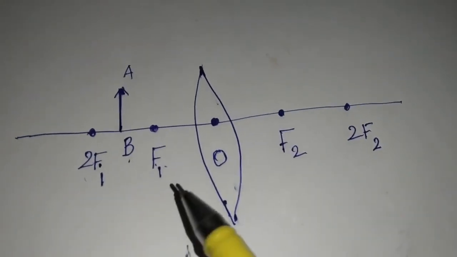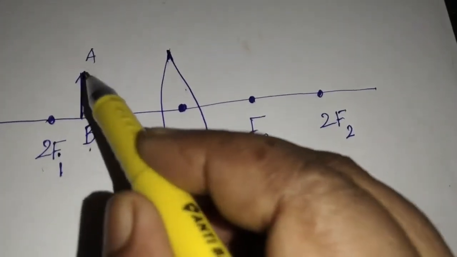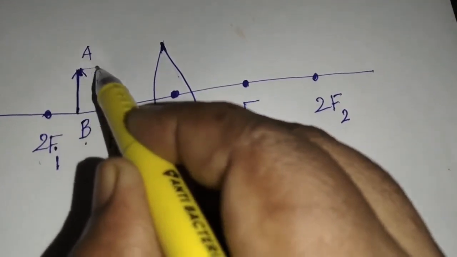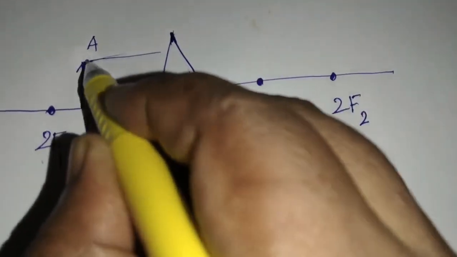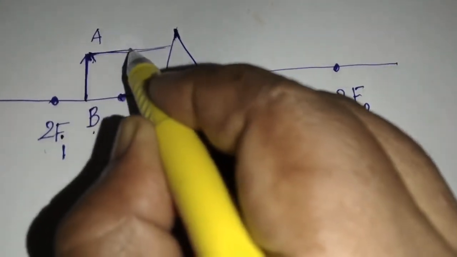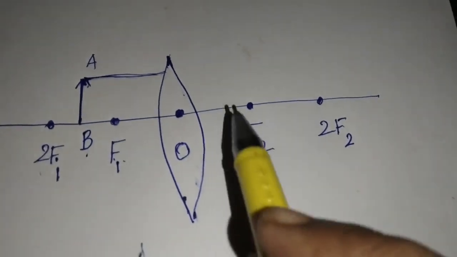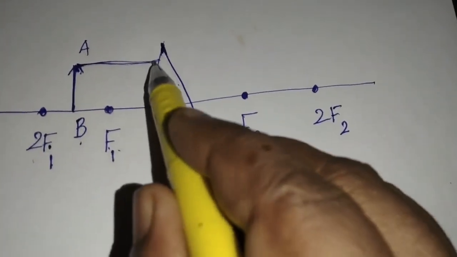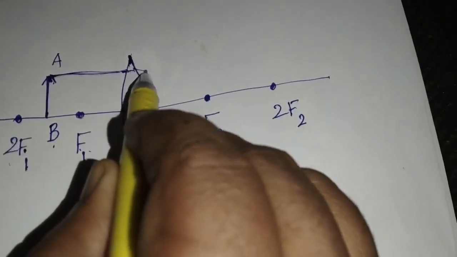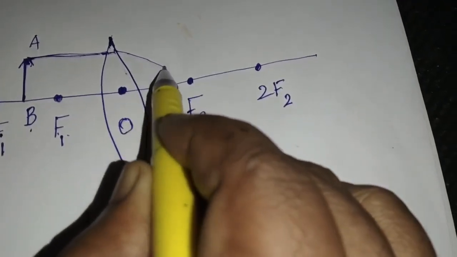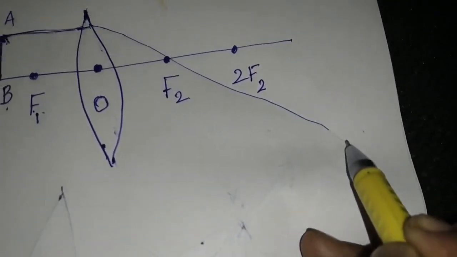Students, we have to follow the two rules. So our first rule: the ray which is parallel to the principal axis. A ray which is parallel to the principal axis, after refraction, will go through the principal focus on the other side of the lens.